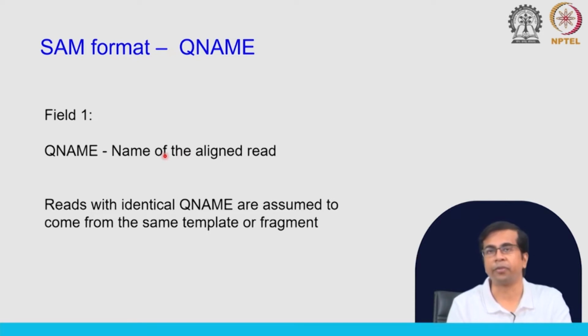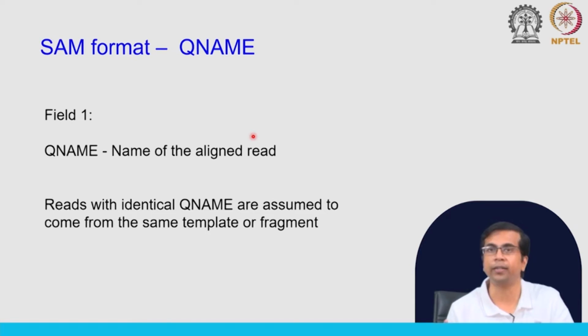This name comes from the FASTQ file. You have seen that we have a header and the name of the read, and that is copied in here. So, we can now tally between the FASTQ file and see which read mapped where. This information is also important if you are dealing with paired end data. Reads with identical QNAME are assumed to come from the same template or fragment. For paired end data they come from the same fragment, as we are sequencing from both directions, so the QNAME would be identical.